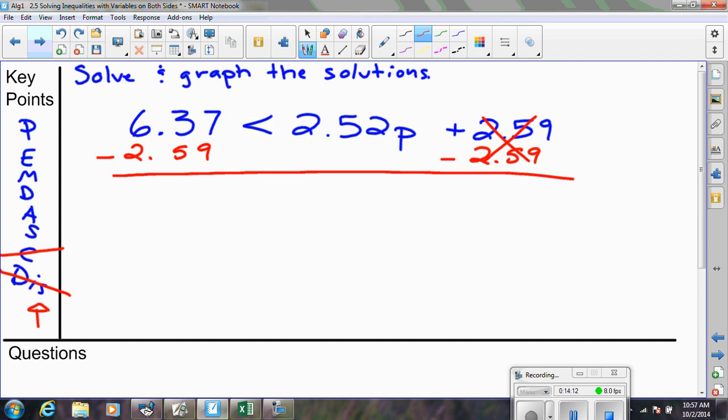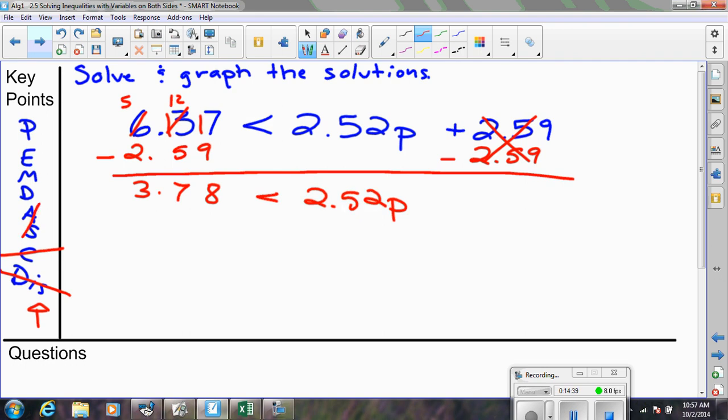And whether you choose to use a calculator to help speed up the process or you choose to do the work by hand, it doesn't really make a difference. I would look at it and say 5, 13 would become 12. That's 8, 7. We get 3.78 is less than 2.52p. Do we have any more adding and subtracting?